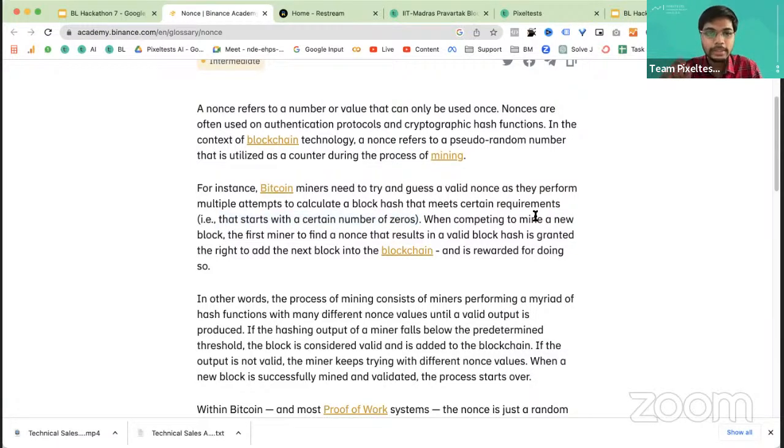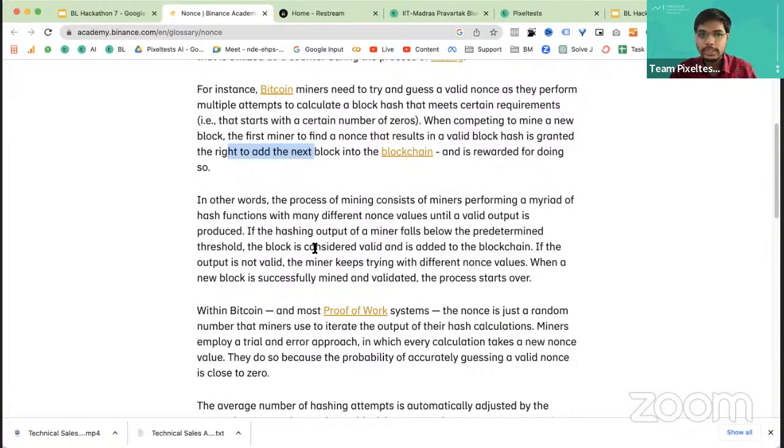When somebody is competing to mine a new block, the first miner to find a nonce that results in a valid block hash wins. Valid in our case is less than the threshold. There could be values from 0 to 2 to the power of 256. If it is less than our set threshold, then the person is a winner. That person is granted the right to add the next block into the blockchain and is rewarded for doing so. The block reward is given, and the sum of all the transaction fees is also given, right? I hope this concept is clear.